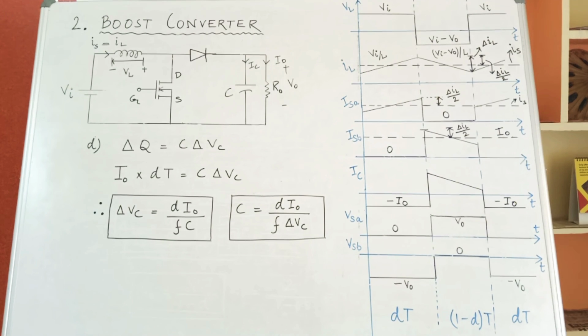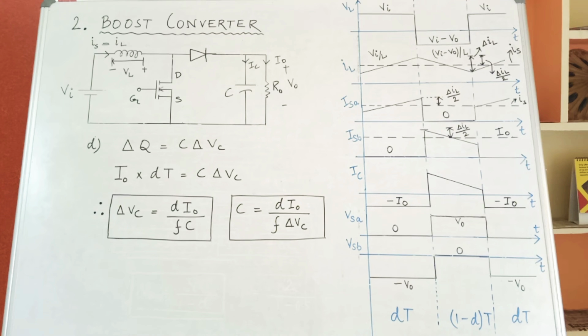So, our next objective is to find out the value of the capacitor C and the ripple voltage del Vc. As you all know, del Q is equal to C del Vc. Now, del Q is the amount of charge that is stored in the capacitor in one half cycle. So, if I take the period DT, the area under the curve will give you I0 into DT. We are taking magnitude, so we have removed the minus sign of I0. That is equal to C del Vc. So, from here you can directly write down del Vc is equal to D I0 by f C. What is f? It is equal to 1 by T. So, T has been replaced by 1 by f.